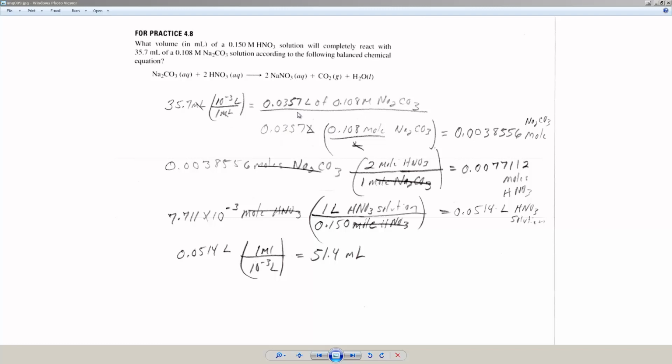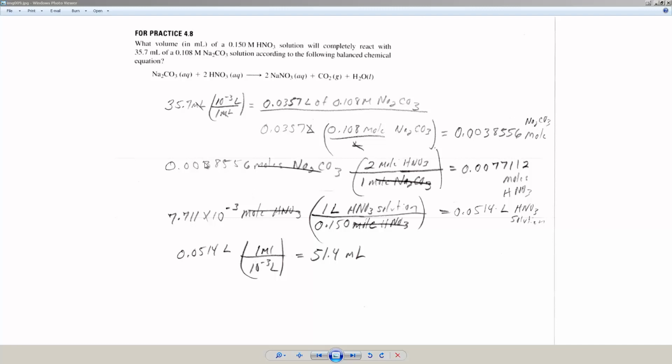But because we also have a concentration, we can use that volume and that concentration to get to moles in the middle. We're taking that value in liters and multiplying it by its concentration. Liters cancels out, just like we do in a stoichiometry problem, and we're left with the number of moles.